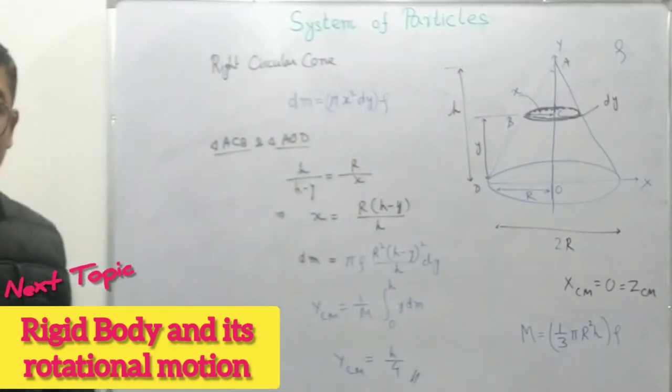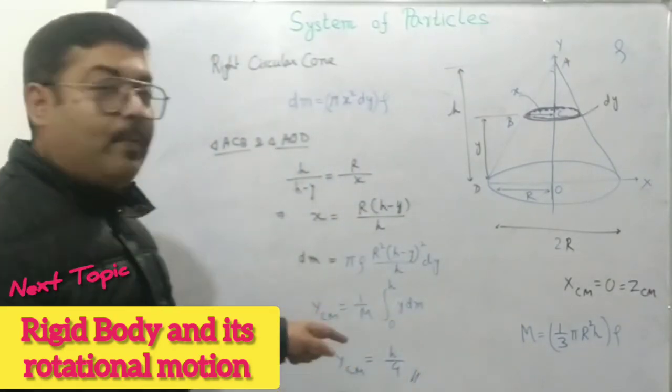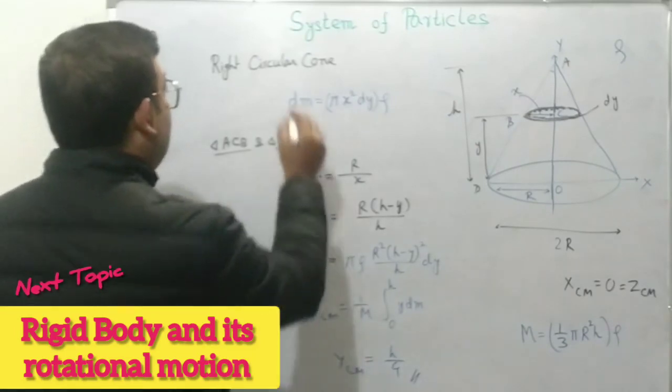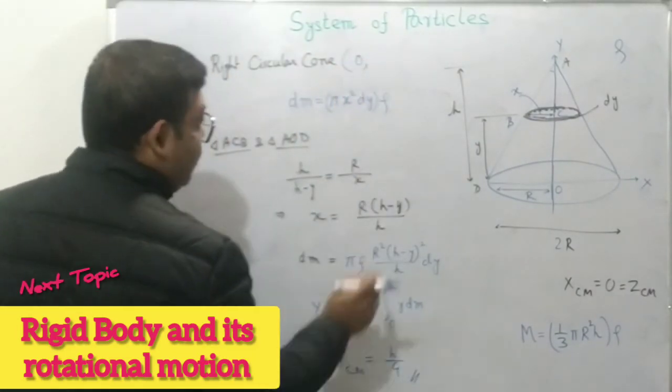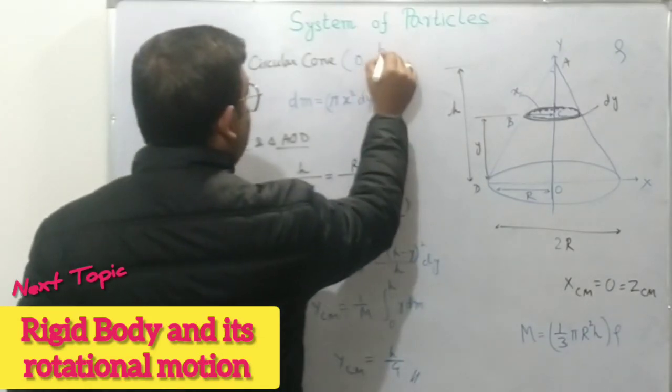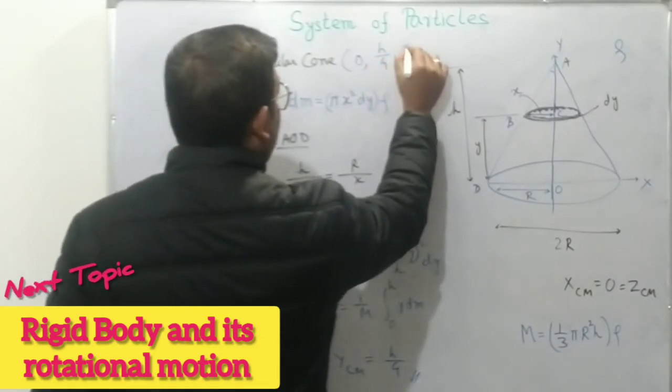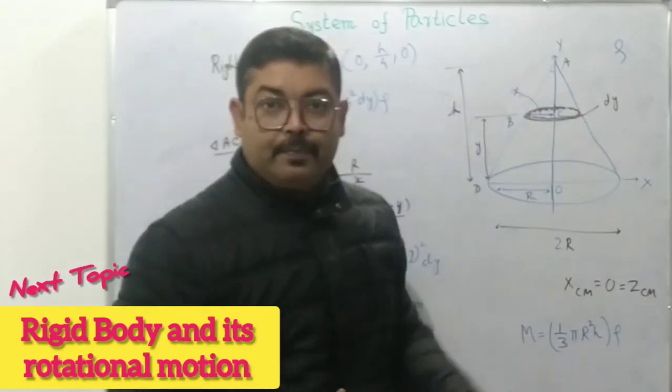Please solve this at home and let me know in the comments whether you have been able to find this solution or not. For a right circular cone, the coordinate of the center of mass will be (H by 4, 0), where H is the height of the cone.